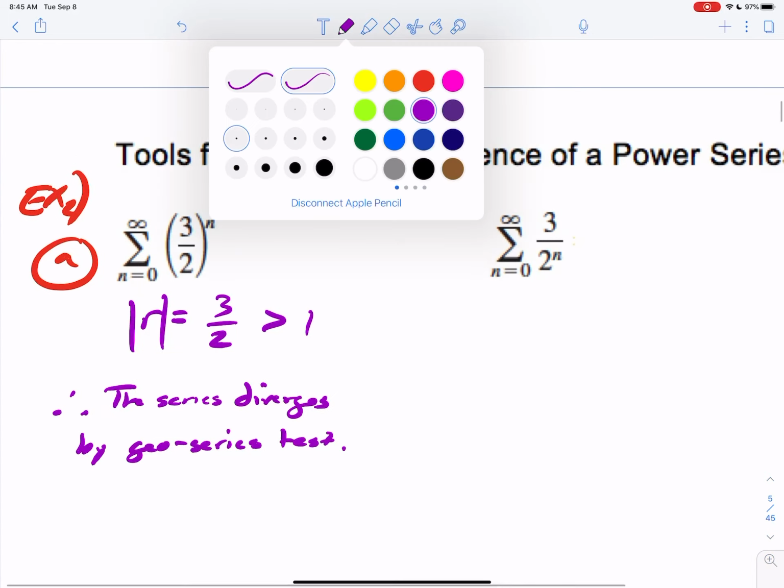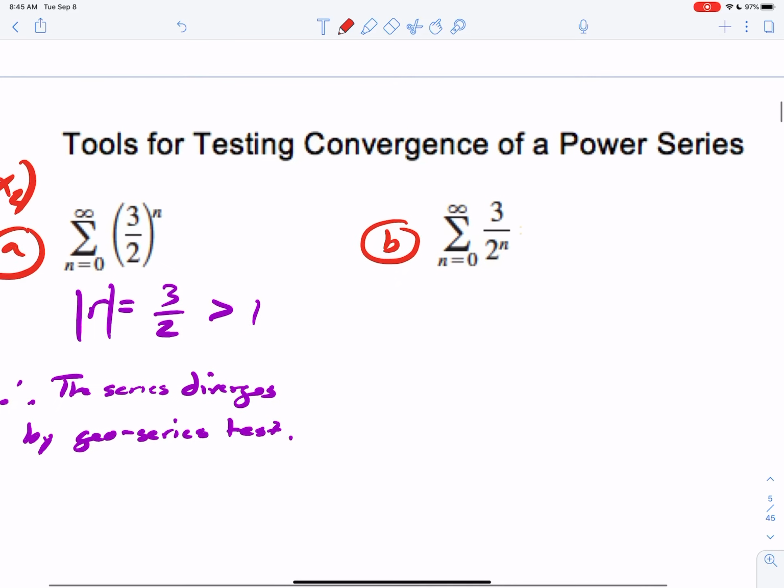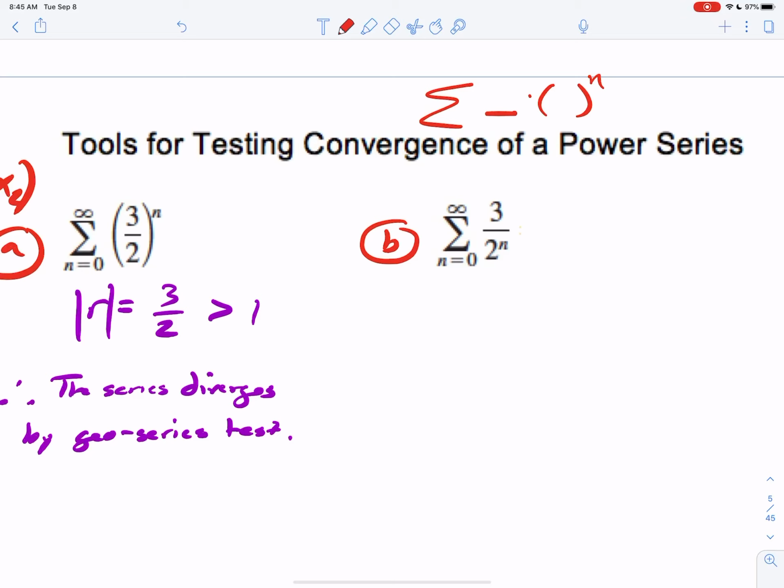Okay, let's do a couple more. Here's part B. Now here, does it look like something times something to the n power? And it kind of does, but not really. So we actually have to rewrite this. If I bump this out, if I scoot it over, I'm going to have 3 times 2 to the n, or something over 2 to the n. I could put an invisible 1 right there. This just involves you knowing how to rewrite it.